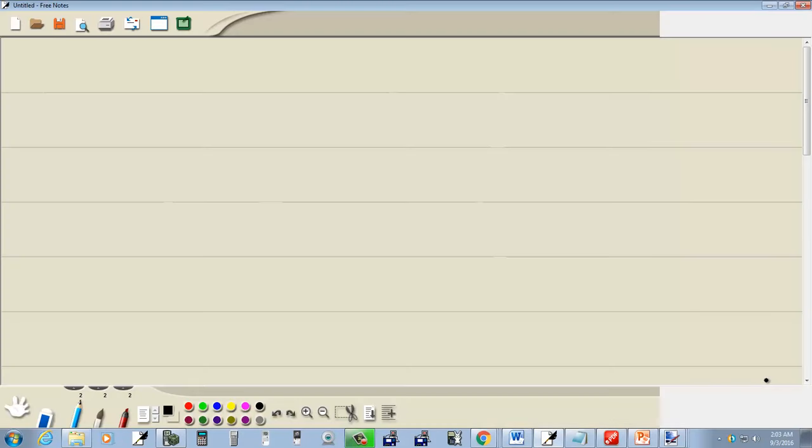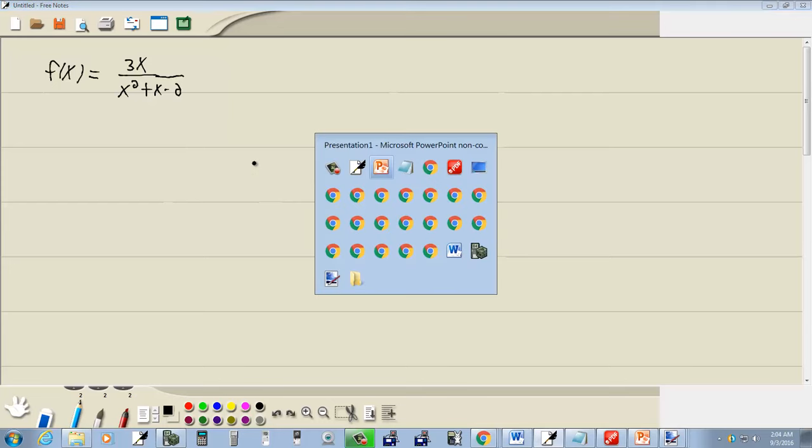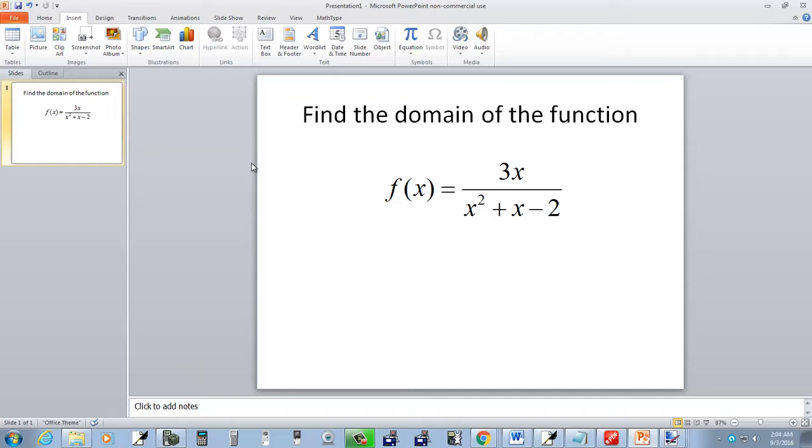Let's take a look at this problem. We've got f of x is equal to 3x over x squared plus x minus 2, and we want to find the domain.